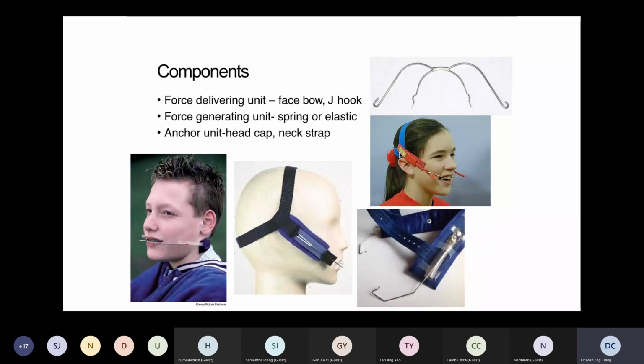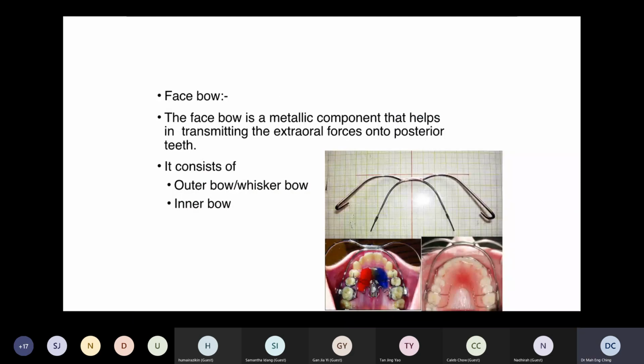So what's a face bow? A face bow is a metallic component that helps in transmitting the extraoral forces onto the posterior teeth. So you see this headgear has this face bow. This face bow is connected to the posterior teeth intraorally. Usually we put the molar bands, then we have the buccal tube.